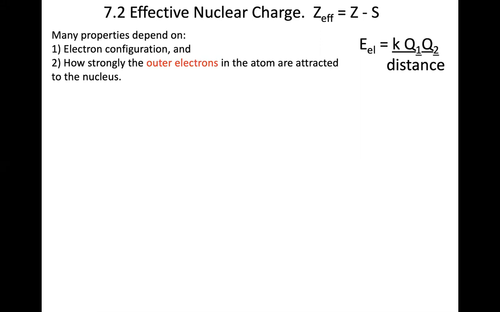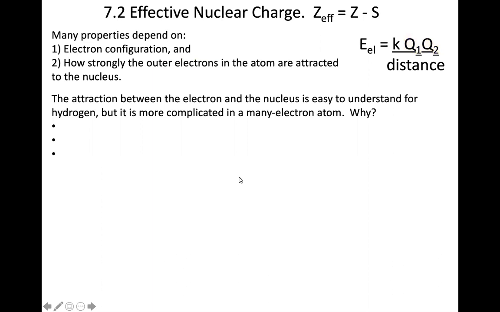Now we're going to see that many of the properties are going to depend on the electron configuration and how strongly these outer electrons are attracted to the nucleus. This attraction between the charges, we saw a little bit back in chapter 1 when we were looking at the attractions between opposite charges, and then more in chapter 5.